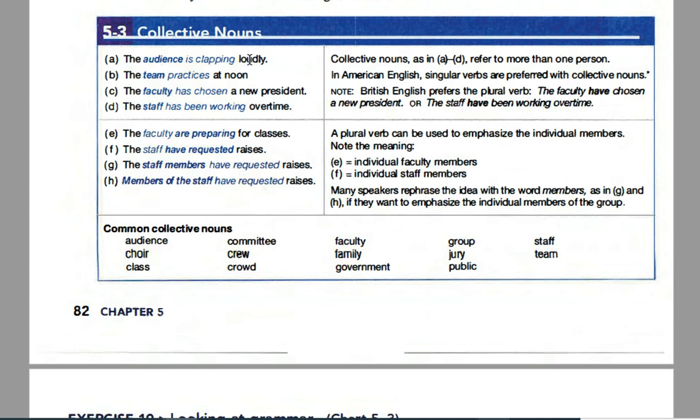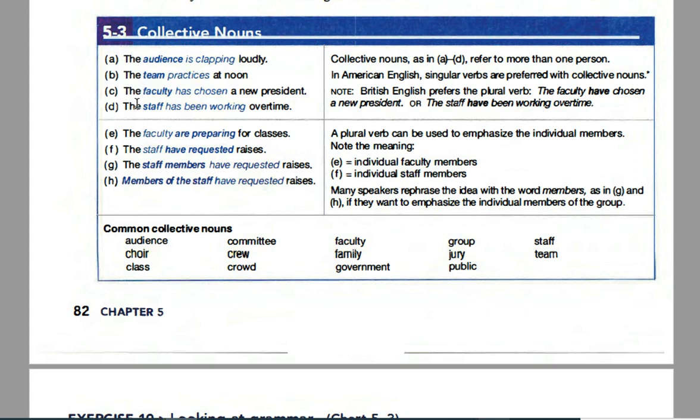يعني المشاهدين صفقوا بحرارة. D, the staff has been working overtime. The staff doesn't mean one person, but it means the whole staff, maybe 100 staff or 10 teachers in a school, maybe 50 workers in a company. That's what you have to understand. Faculty, also something can be what? British English prefers a plural verb for faculty, have. In American, they put it singular. You understand, like these for A, B, C, D.